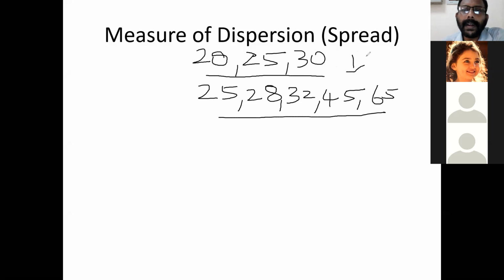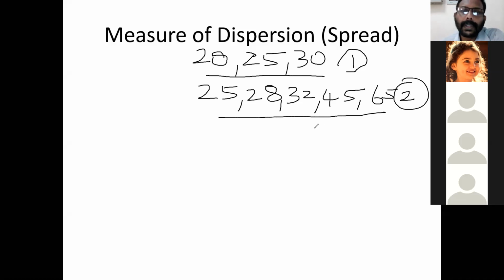Data set 1 or data set 2? Which one is spread more? The second set. Yes, this has been spread more compared to this.